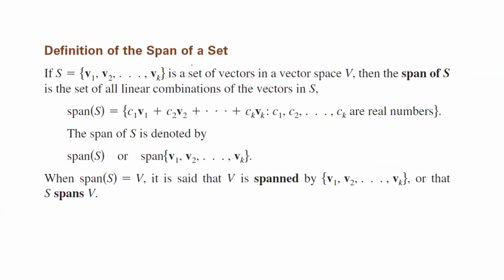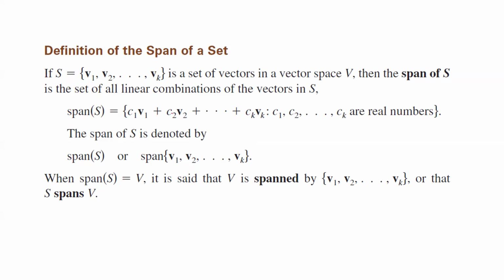Definition of the span of a set. Suppose you have a set S, V1, V2, V3, Vk, which is a set of vectors in a vector space V. Then the span of this set is the set of all linear combinations of the vectors in S. So again, here you have a set with some vectors in it. You're going to take all possible linear combinations of the entries of the vectors in that set, and you're going to call it span of S.